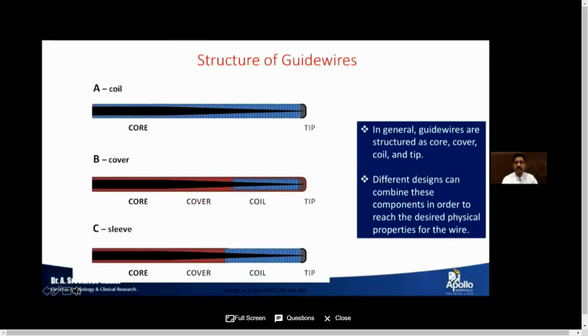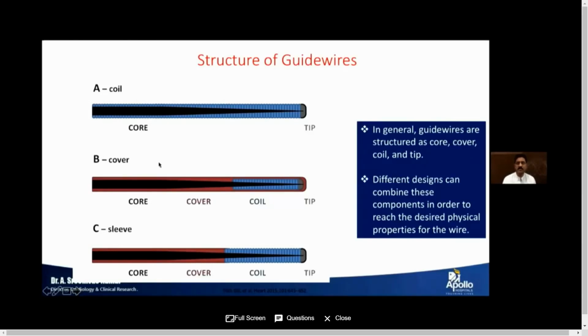Before we go on to guide wire selection, you need to know how the wires are made. If you have that concept of the make of the wires, then you'll also know how to select them. To make it simple, each wire has a core, which is the central part, and a cover, and the coil at the tip, and the final tip will again be of a more flexible nature. Different designs happen depending upon the combinations of all these, and we will see how the desired properties come from various combinations.